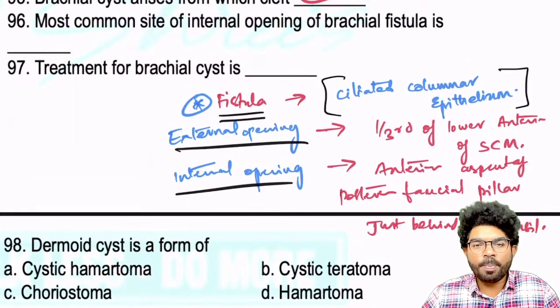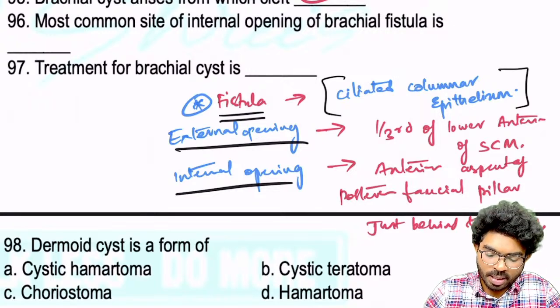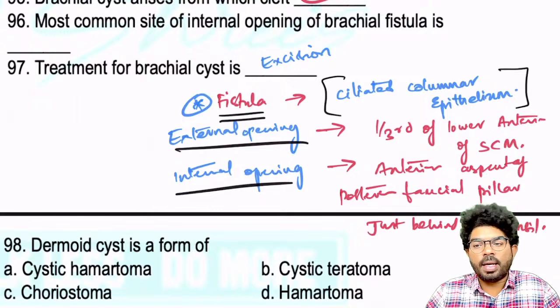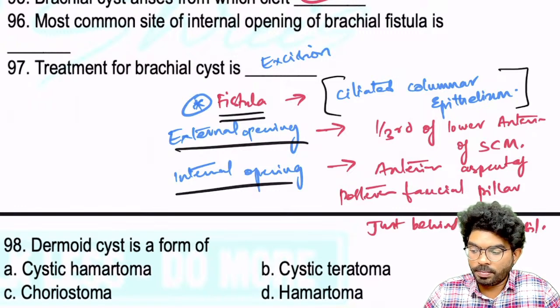Treatment of most of the head and neck cysts is excision. Again, treatment of brachial cyst is excision. Done.